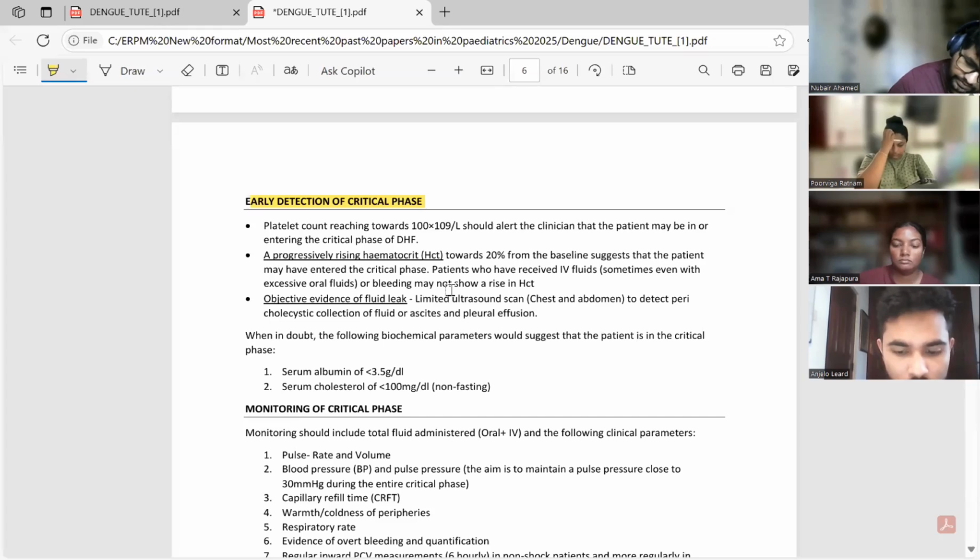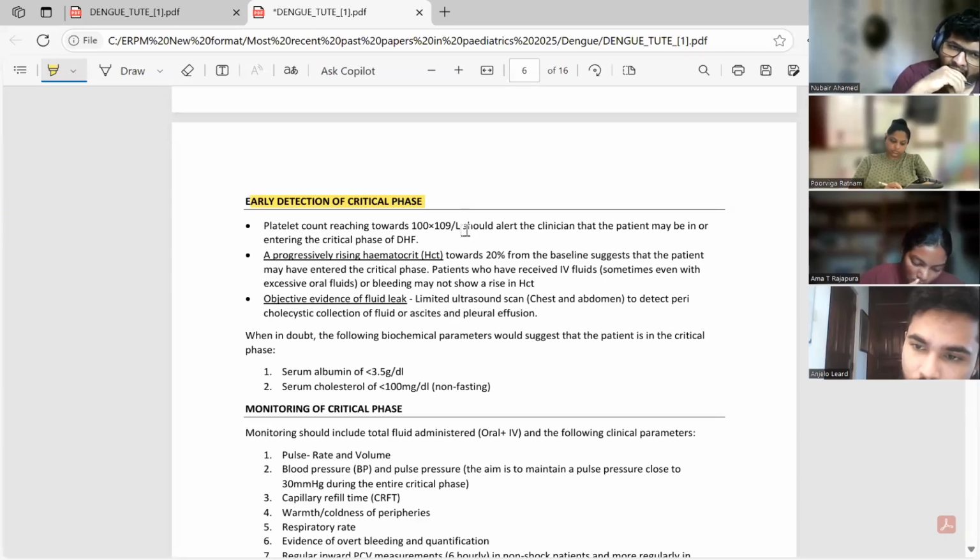When it comes to the critical phase, there will be pleural effusions. Fluid collections will be there in the chest, and that is called pleural effusion. This is objective evidence of fluid leakage. Also in the abdomen there will be ascites. And if you check the platelet count at this point, usually it will be less than 100,000.